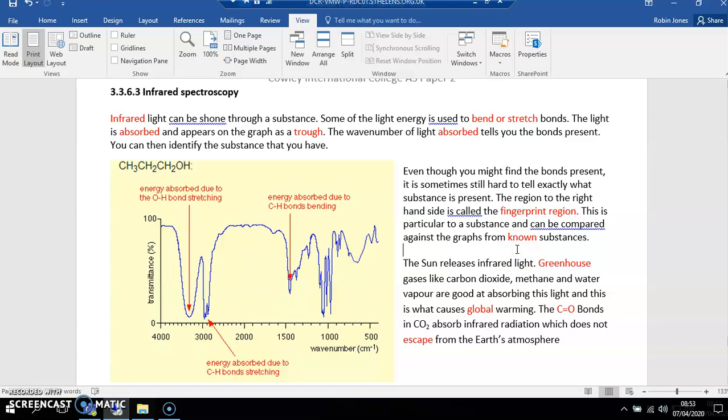Incidentally, the sun releases infrared light. Greenhouse gases like carbon dioxide, methane and water are good at absorbing this light, and this is what causes global warming. The carbon to oxygen bonds and the O-H bonds in water absorb infrared radiation, and that does not allow it to escape from the Earth's atmosphere.